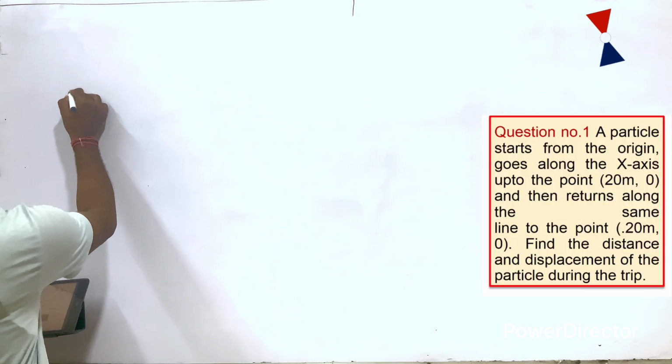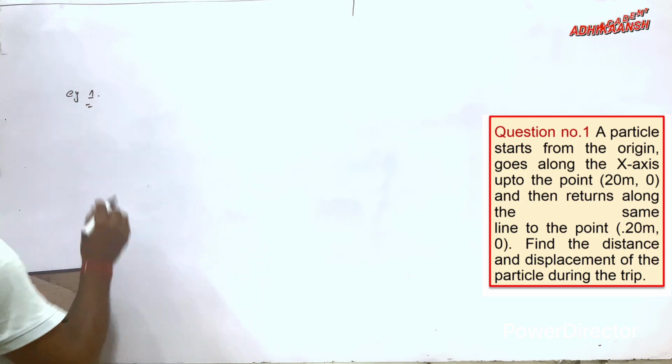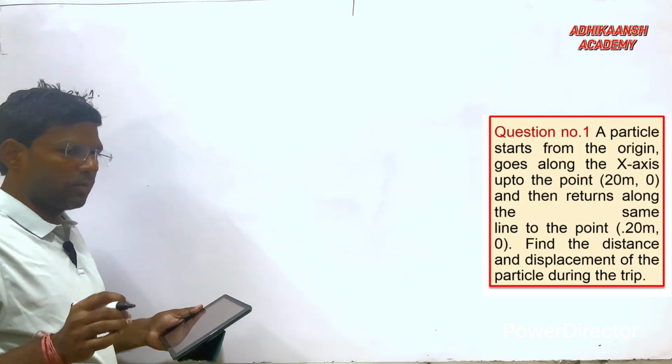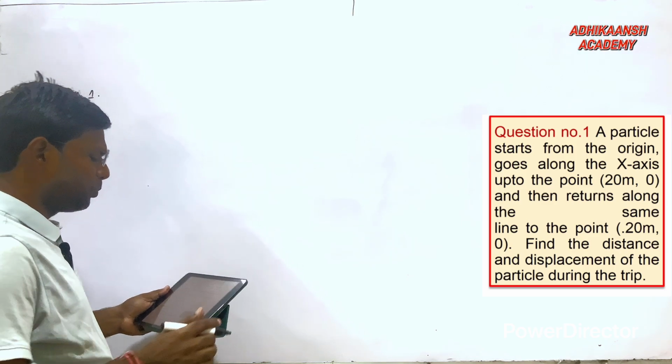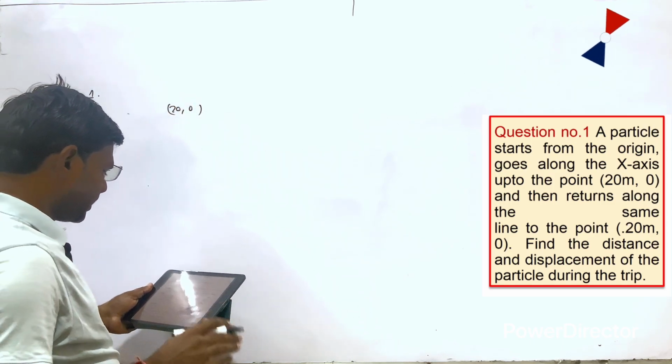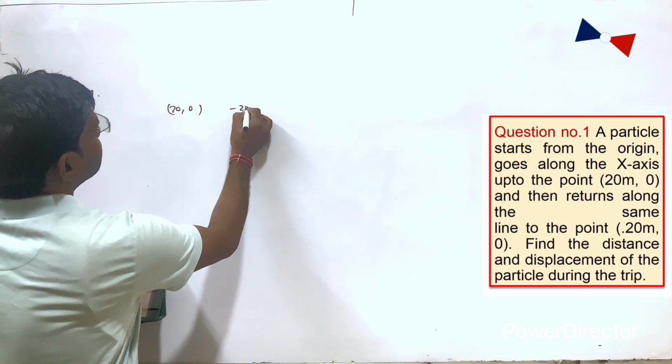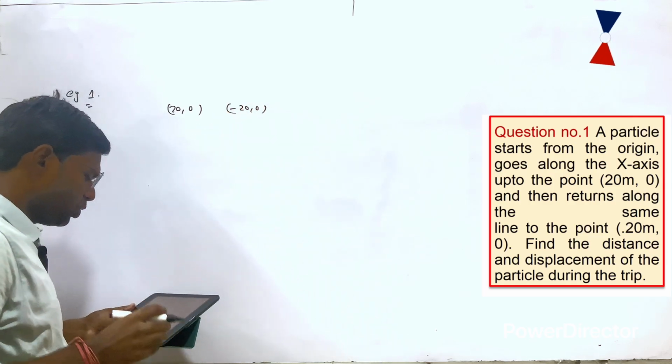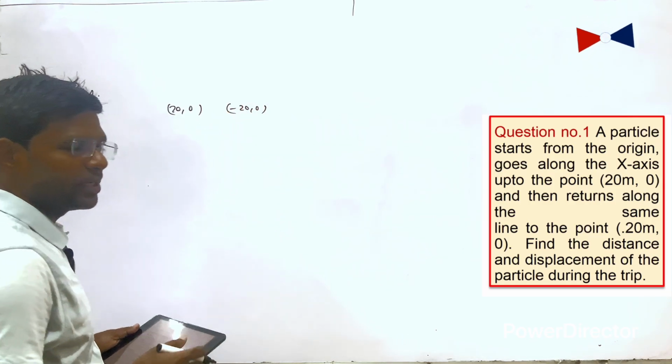In the first illustration, this is example number 1, right? The question is: a particle starts from the origin, goes up to the point (20, 0), and then returns back along the same line to the point (-20, 0). You have to find the distance and the displacement in this case.